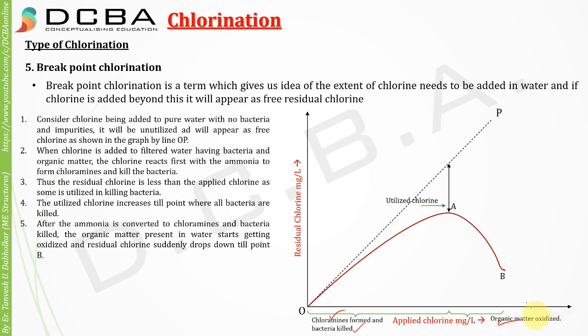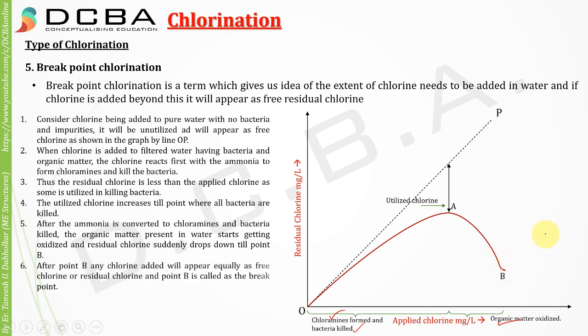So what is left after this? Nothing, right? So after this point, when you add chlorine, it will just appear as free chlorine. So it is like you are shifting your origin back to here, and now your water is free of everything, and whatever chlorine you are adding is appearing as free chlorine, and it is at 45 degrees. So after this point, you will be getting all of it as residual chlorine, right?